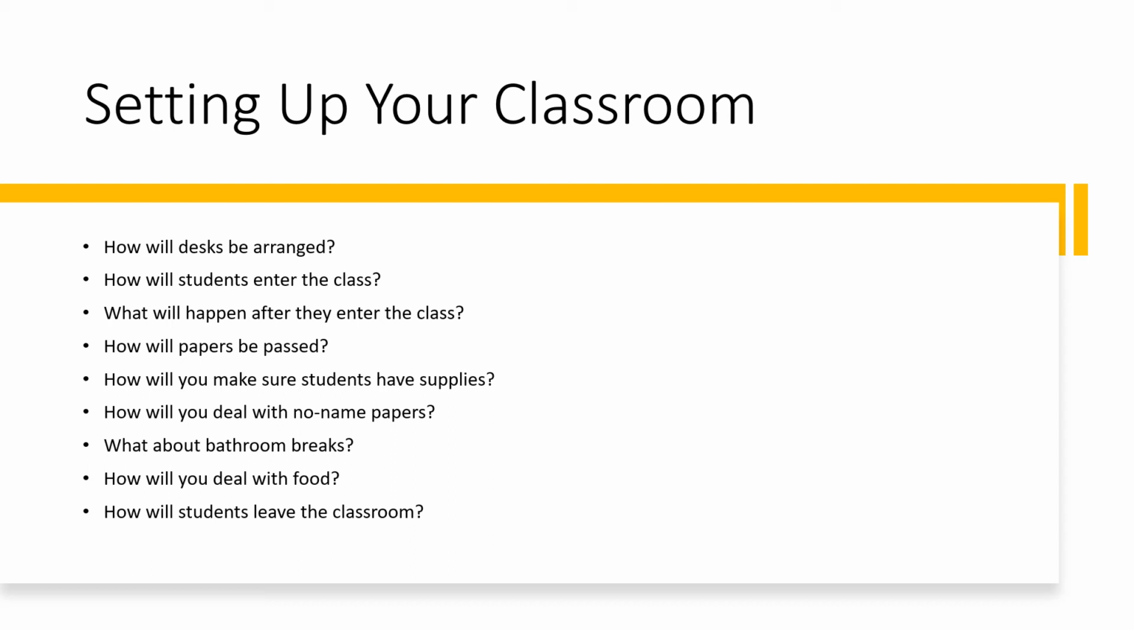How will students enter the class? Some instructors prefer to have students line up outside the door so they can control the entry of students in the class. If you do allow students to enter your classroom at bell change, consider having a do now or a bell ringer or tasks that they get right to work on. What will happen after they enter the class?